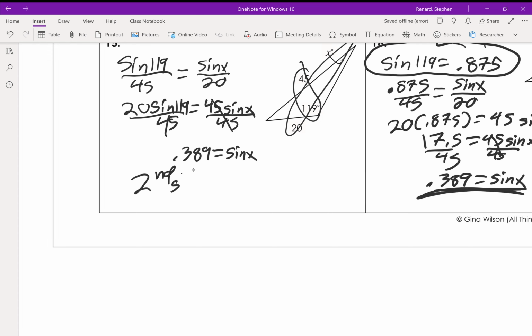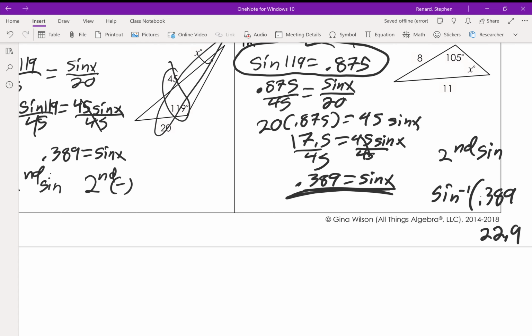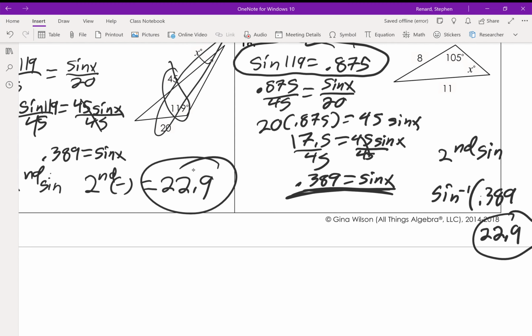Now over here, if we did 20 sine 119, enter, divide by 45, enter, and then we go second sine, hey, look at that, we get 22.9. Now the decimals are a little bit different, but both of these end up being 22.9 degrees. And that's the important thing, that they're the same when rounded to where we need them to round to.